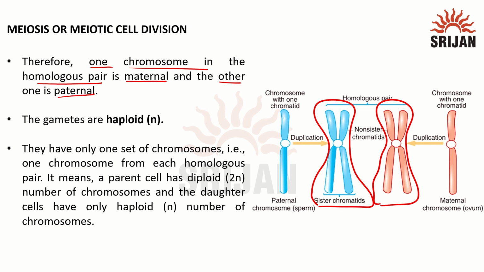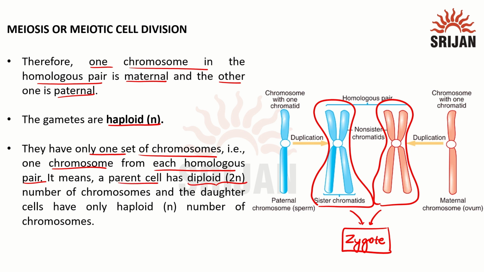The gametes are haploid since they have only one set, and when they come together in the next generation, that is in the zygote, it will make sure it has the diploid number. So, they have only one set of chromosomes, one chromosome from each homologous pair. It means a parent cell has the diploid number of chromosomes and the daughter cells only have the haploid number of chromosomes.